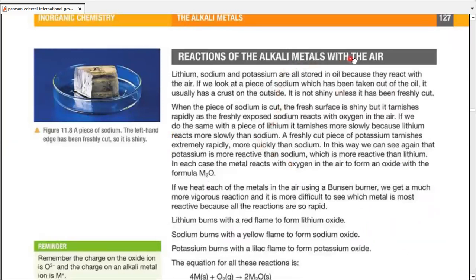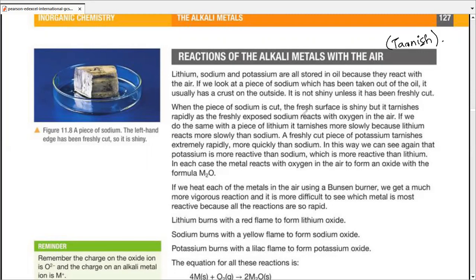Okay, reactions of alkali metals with the air. We are going to talk about tarnishing. Remember, these reactions are the ones for which we use the word tarnishing. Lithium, sodium, and potassium are all stored in oil because they react with air, actually oxygen in the air. If we look at a piece of sodium which has been taken out of oil, it usually has a crust on the outside, this kind of gray-black color. It is not shiny until it has been freshly cut.